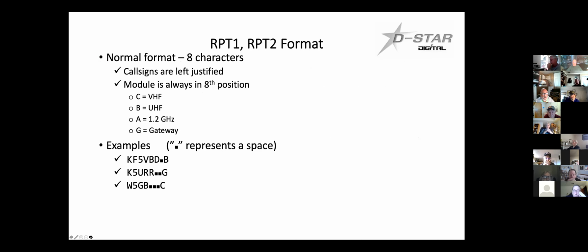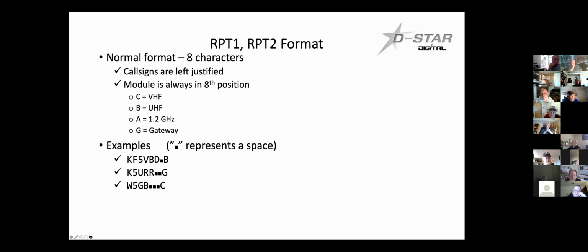So the format for these is 8 characters for anything that goes in the call sign register. The call signs are left justified, and whatever else you put in there has to be filled out to 8 characters. Okay, so in repeater 1 and repeater 2, the module is always in the 8th position. It's either the module A, B, or G for the gateway, and typically it's always going to be G for repeater 2. Okay, so some examples would be if you have a 6-character call sign, you'd have 6 characters, 1 space, and then the module, which is B.